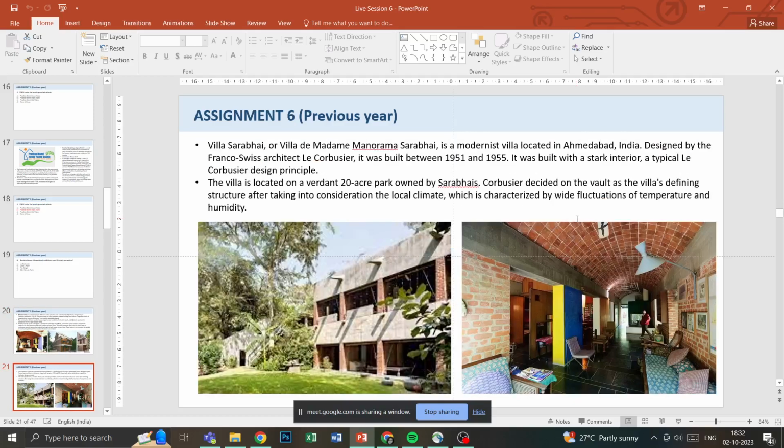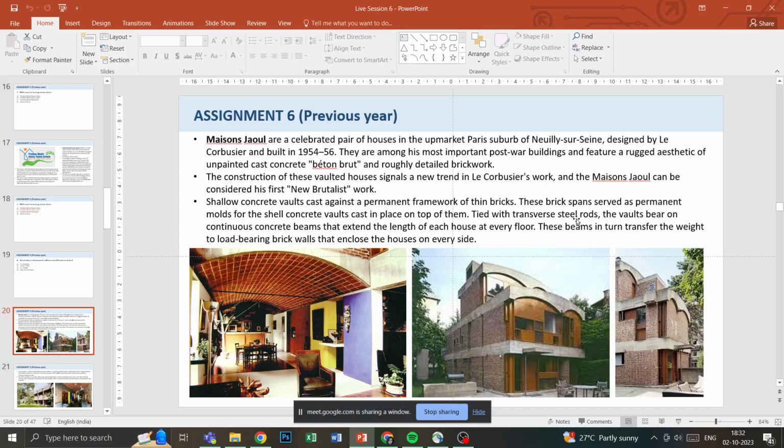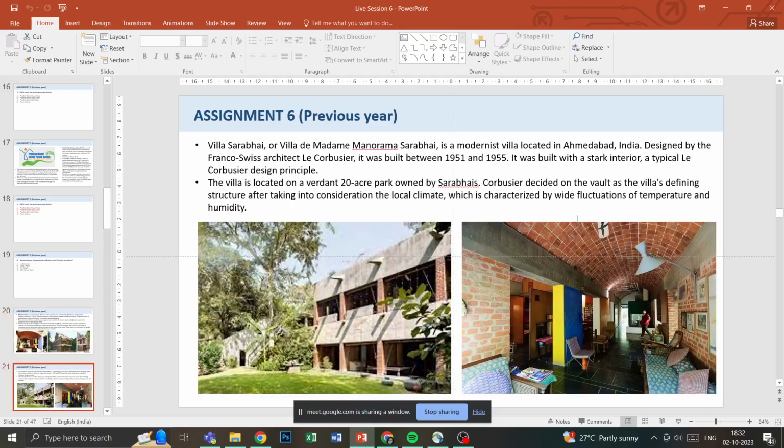Now talking about Villa Sarabhai. Villa Sarabhai or Villa de Madame Manorama Sarabhai is a modernist villa located in Ahmedabad, India. It is designed by the French-Swiss architect Le Corbusier. It was built between 1951 and 1955. It was built with a stark interior, a typical Le Corbusier design principle. The villa is located on a verdant 20-acre park owned by Sarabhais.